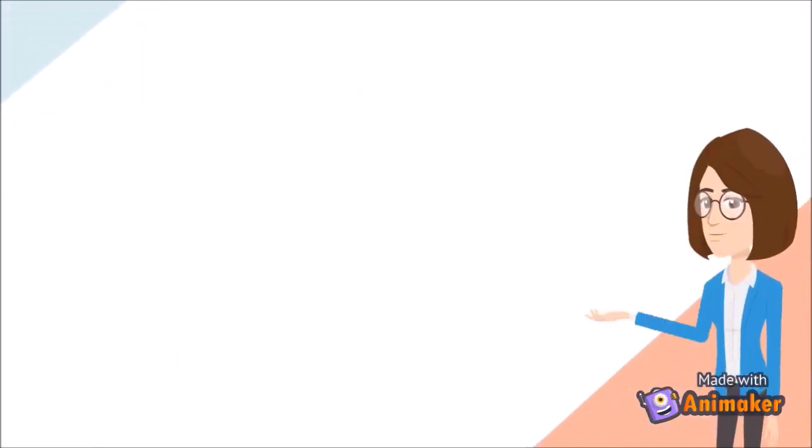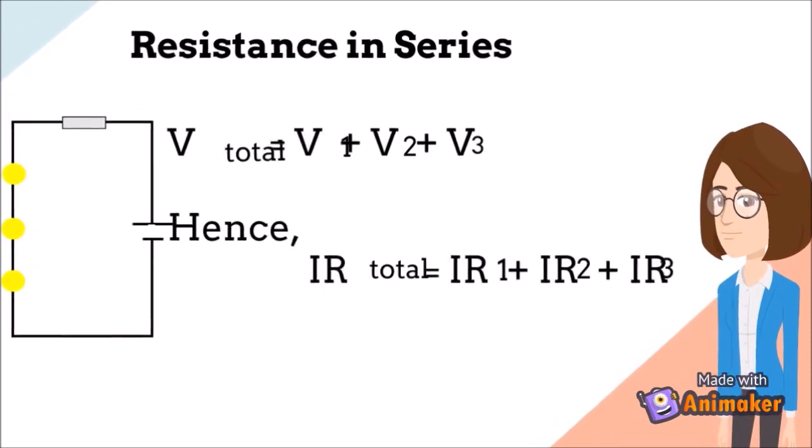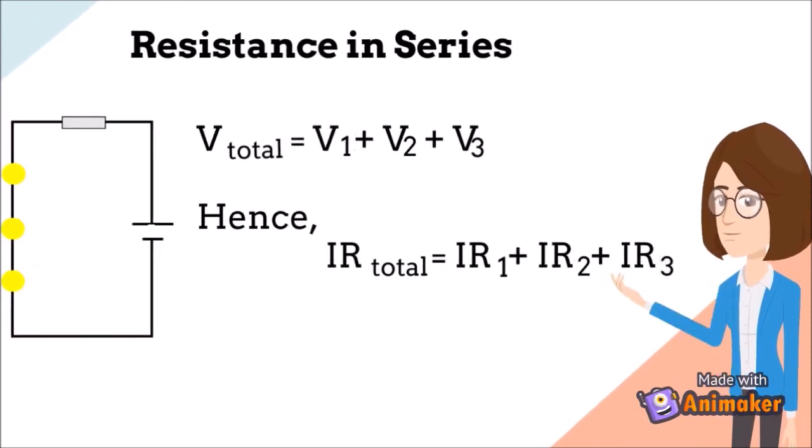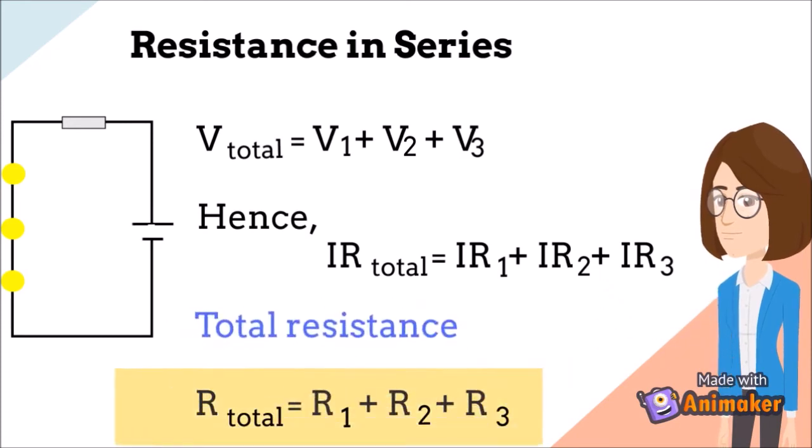The series resistance. From equation V total equal to V1 plus V2 plus V3, we can get I R total equal to I R1 plus I R2 plus I R3. Hence, the total resistance is R total equal to R1 plus R2 plus R3.